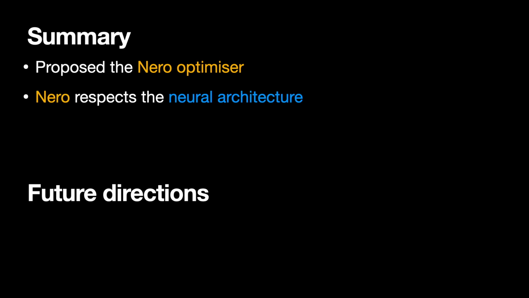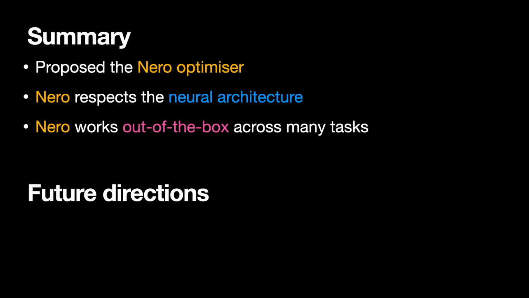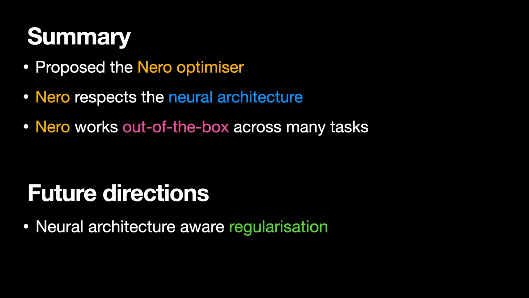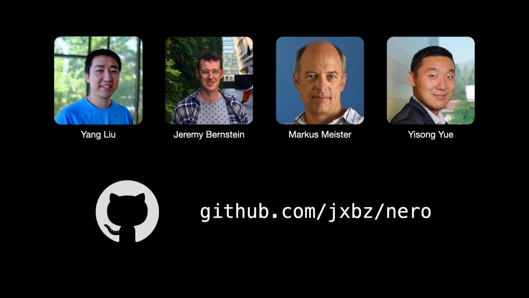In summary, we proposed the Nero optimizer that respects the neural architecture and works out of the box across many tasks. In future, we'd like to further explore the idea of neural architecture-aware regularization. Our code is available on GitHub.